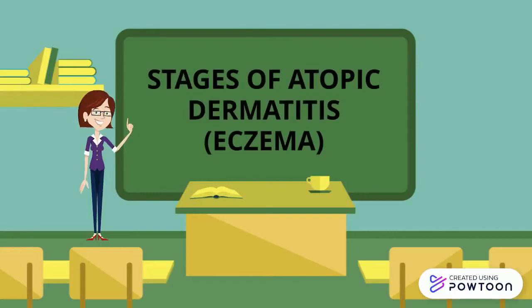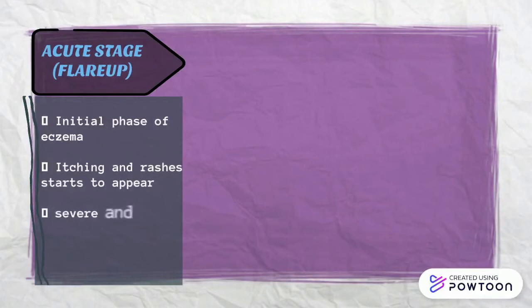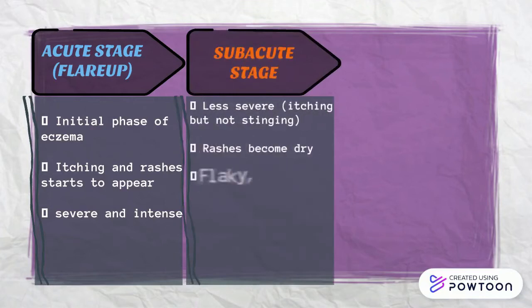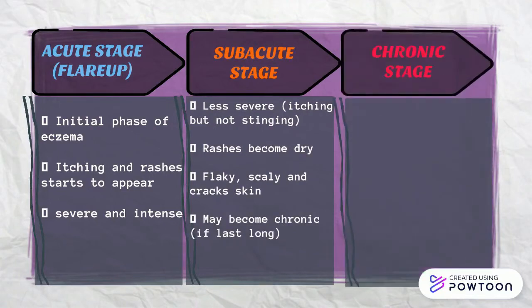Next is about stages of eczema. First is the acute stage. It is the initial phase of eczema. Itching and rashes start to appear, severe and intense. Second is the subacute stage. It is less severe, rashes become dry, flaky, scaly, and cracked skin. If it lasts long, it may become chronic.